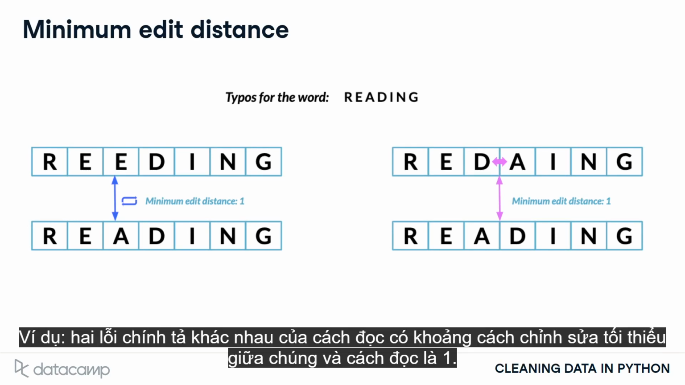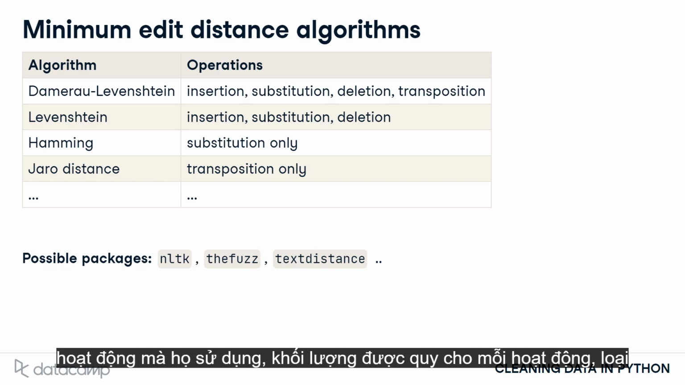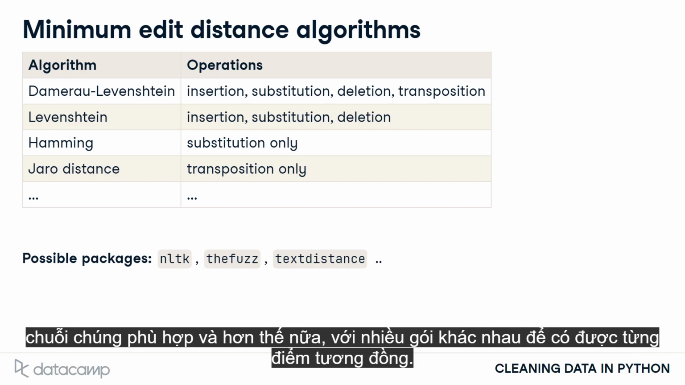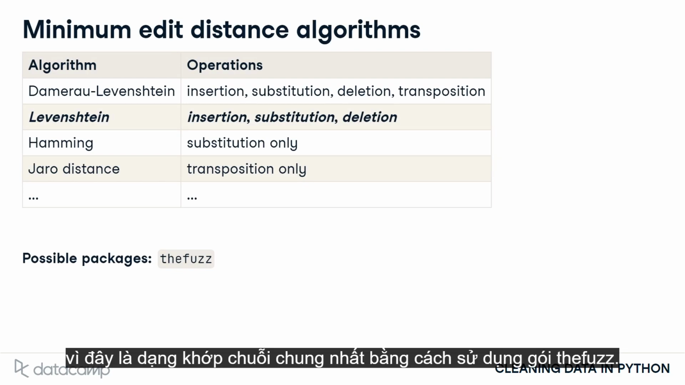For example, the two different typos of reading have a minimum edit distance of 1 between them and reading. There is a variety of algorithms based on edit distance that differ on which operations they use, how much weight is attributed to each operation, and which type of strings they're suited for, and more, with a variety of packages to get each similarity. For this lesson, we'll be comparing strings using Levenshtein distance, since it's the most general form of string matching by using the fuzz package.